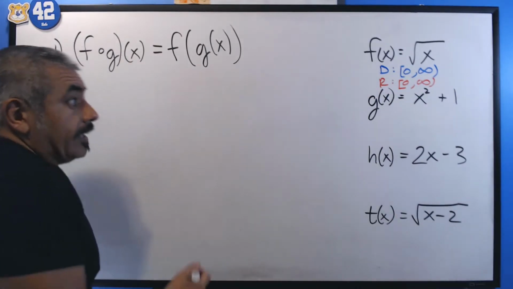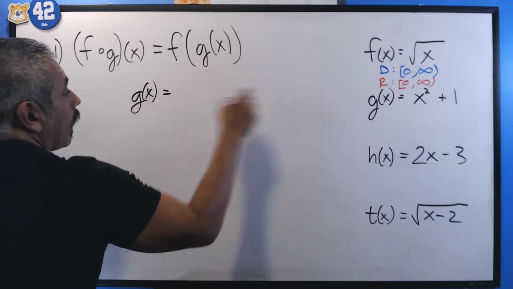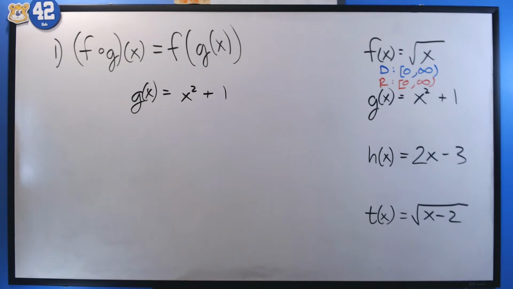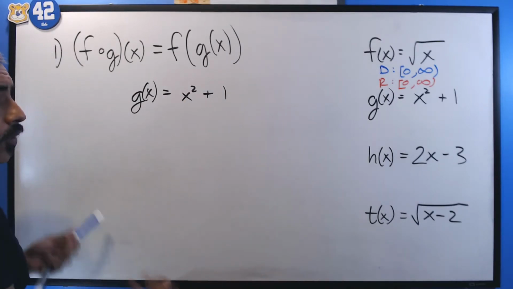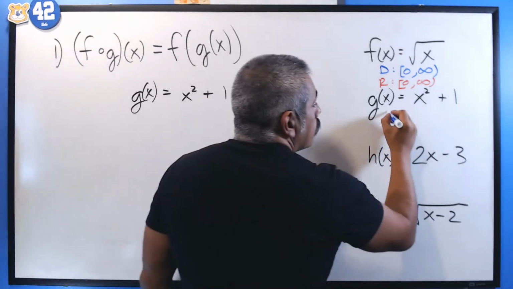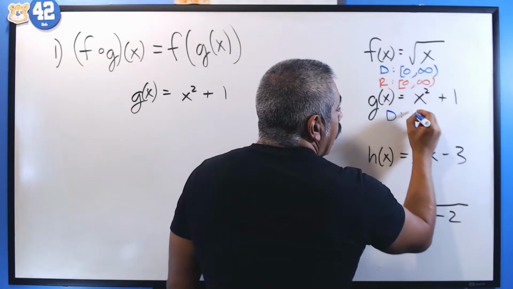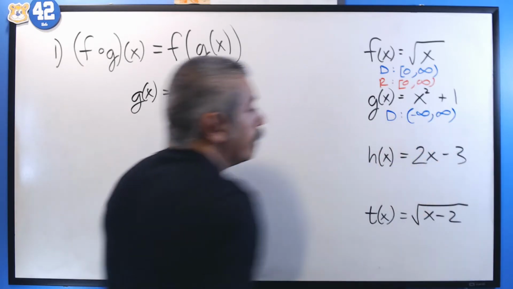Now for g of x, we're going to say g of x equals x squared plus 1. In this case, it's a polynomial. And since it's a polynomial, we know the domain is all real numbers. So we're just going to say domain: all real numbers, from negative infinity all the way to positive infinity.